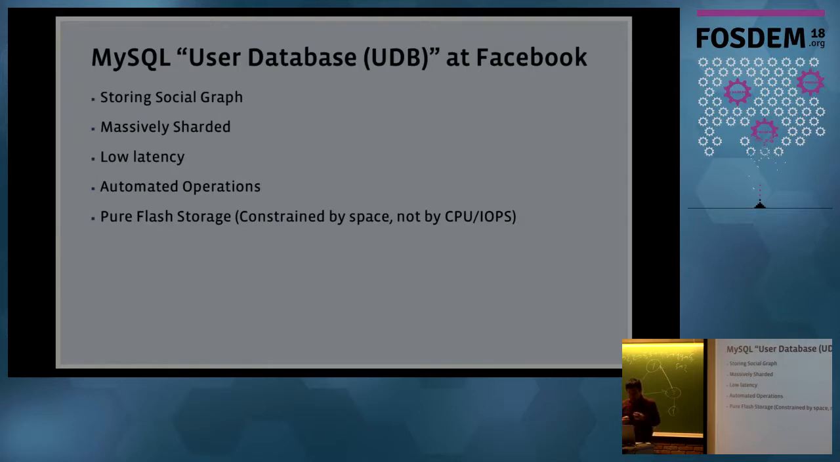So we have a huge record cache in front of MySQL, which is called TAO. In that cache tier, most read requests hit TAO, but if the cache misses, it goes to the MySQL database. And all write requests go through to MySQL. So if MySQL is slow, this affects people's experience at Facebook. So the UDB, the MySQL database, has to be fast enough. So we take care to make it fast and reliable.